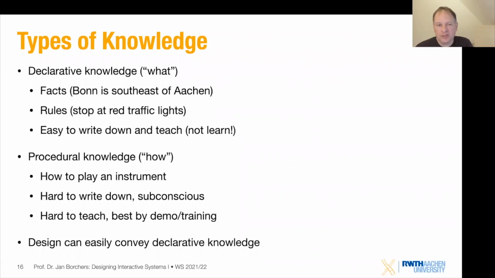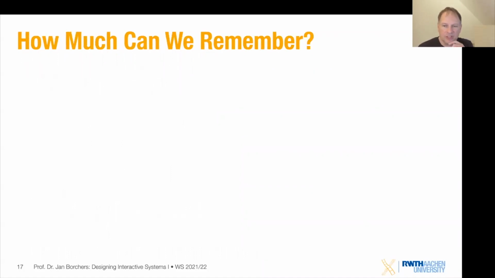Which leads to the question of how much can we remember? Remember, we had a look at the CMN model, which said basically that long-term memory is essentially infinite in capacity. Short-term memory has the severe limitation of 7 chunks, plus or minus a few. Modern studies suggest that it's more like 4 chunks, plus or minus 2. So how much can we remember in practice? Well, it actually depends on the kind of knowledge.